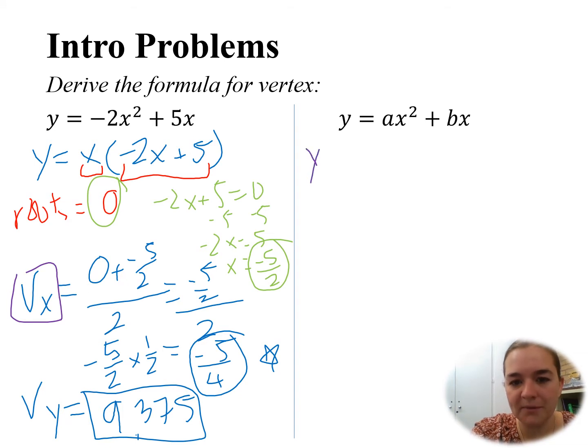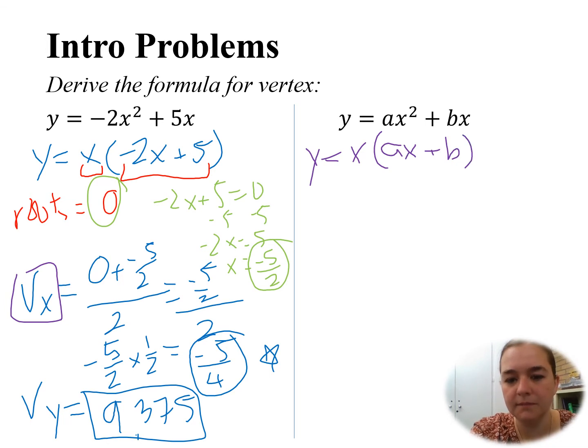So we're going to go through the same process. The first thing I can do is factor out that x. I'm using that greatest common factor method of factoring to find my roots, and I get this here. So now, my roots are going to be either x equals 0 or ax plus b equals 0.